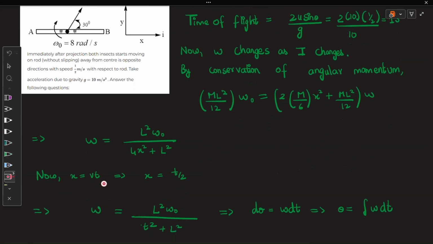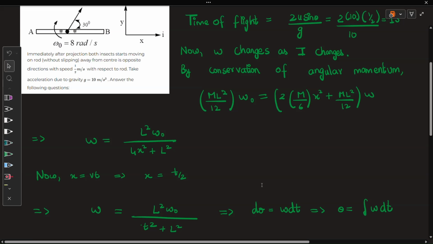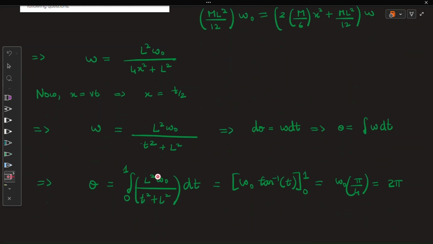Now x is v into t, where v is the speed, half. So x is t by 2. Substituting, I get omega is L square omega naught by t square plus L square. Now, omega is d theta by dt, so d theta is omega dt. I want theta, which I can get by integrating omega dt. So theta is the integral from 0 to 1, since the time varies from 0 to 1, and t equal to 1 is the final condition we want, of L square omega naught by t square plus L square dt.